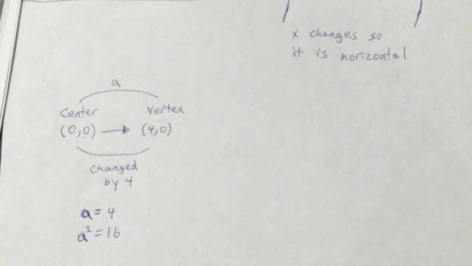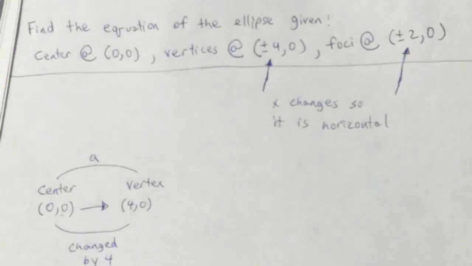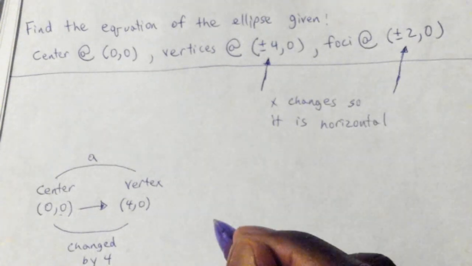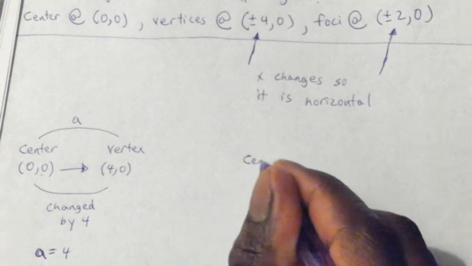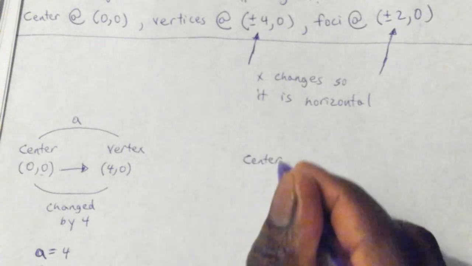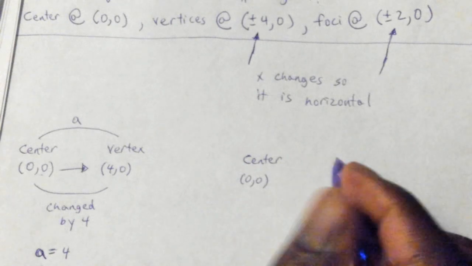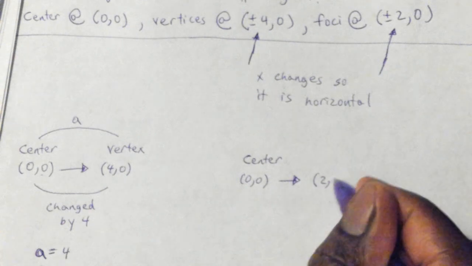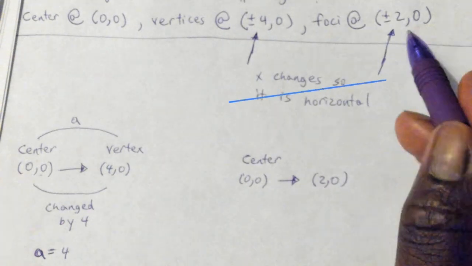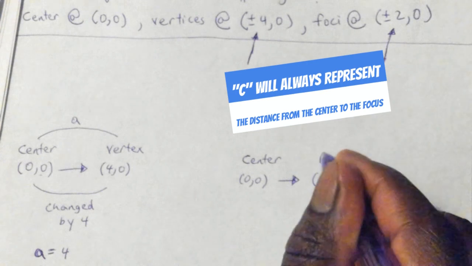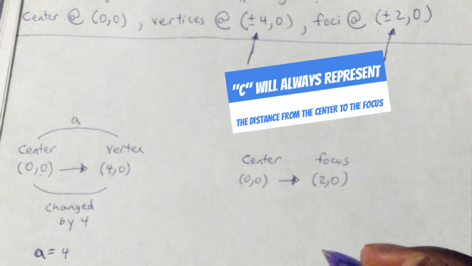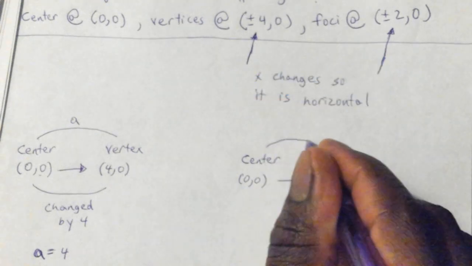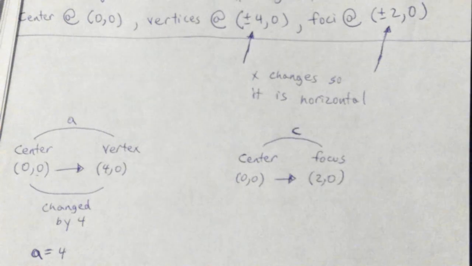So now let's get the focus. The first thing that we'll notice here again is that the focus is at 2, 0. And we're going to compare that to the center. Remember, the center we stated was at 0, 0. So we're going from 0, 0 to the point 2, 0, basically, to get our focus. When we go from the center to the focus, we're using the letter C.